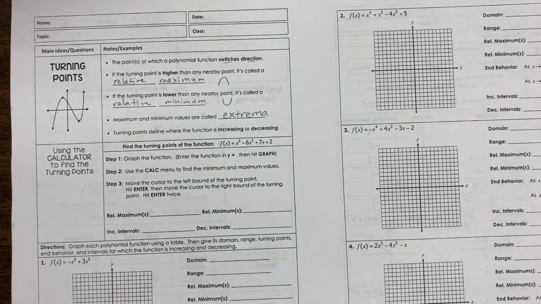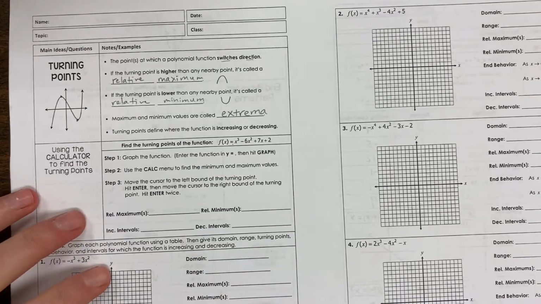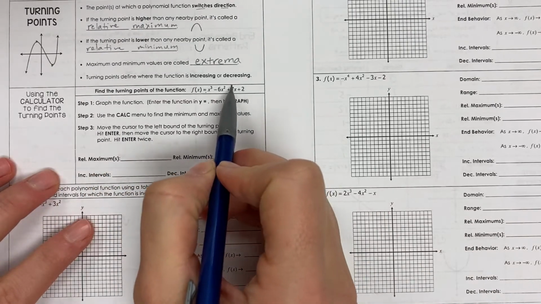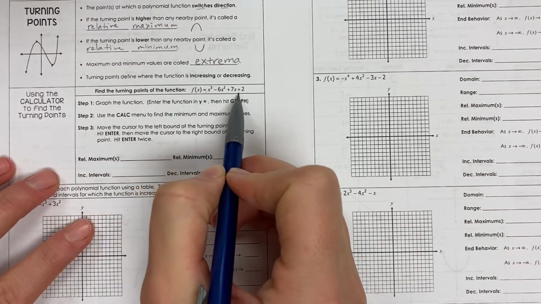So they want us to use the calculator to find the turning points. And it's pretty easy, as long as you remember the functions or the buttons to hit on the calculator. So to do this, we're going to type in this function on the calculator.